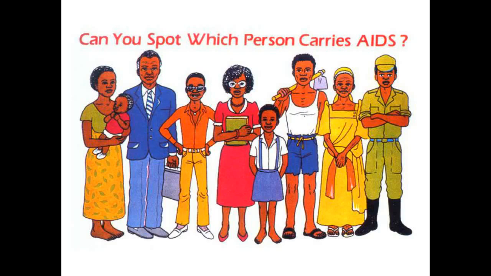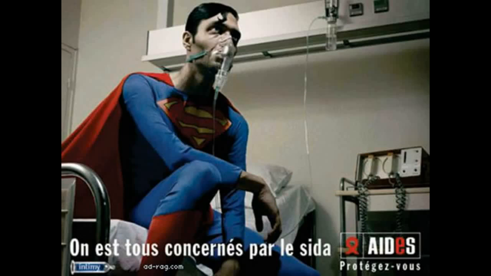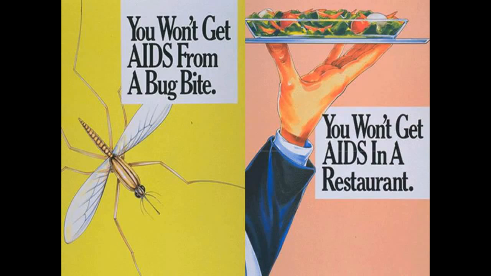At this point in time, people became extremely anxious because HIV was a disease where you cannot spot which person carries the AIDS virus. People would look completely healthy and still harbor the virus, and you could get infected through these people. On est tous concernés par le SIDA. We're all confronted with AIDS. Even Superman could get AIDS, and this was the time when the advertisements for the anti-AIDS campaigns really started to be very creative.